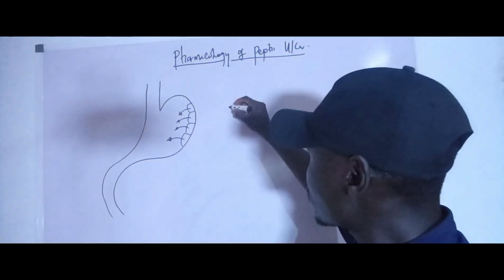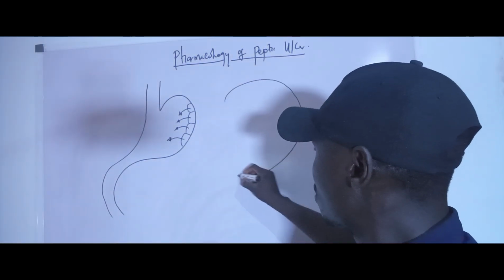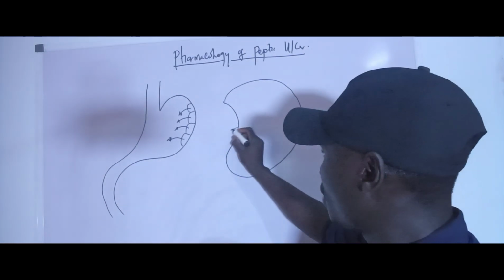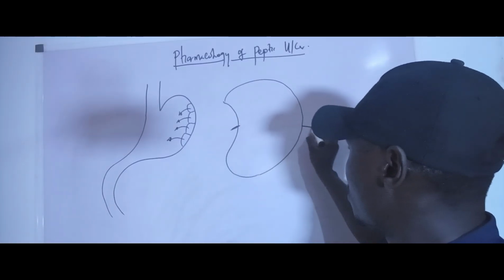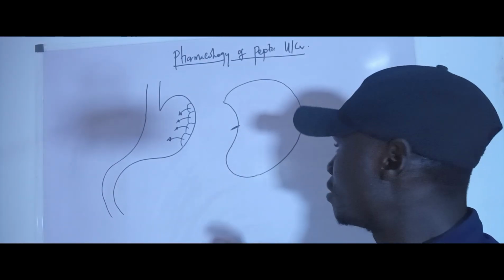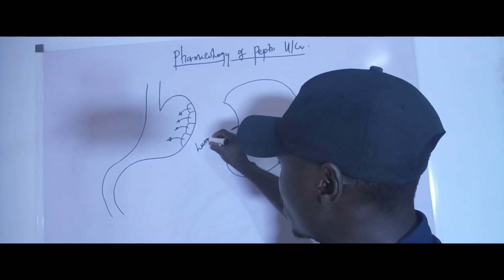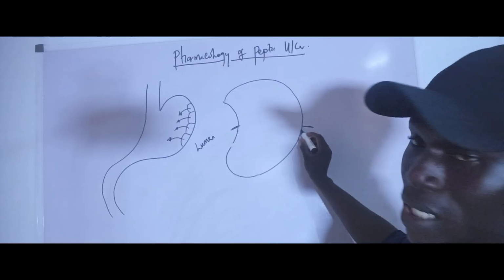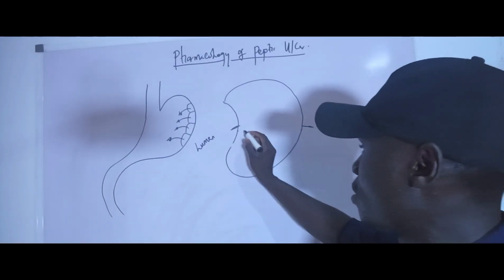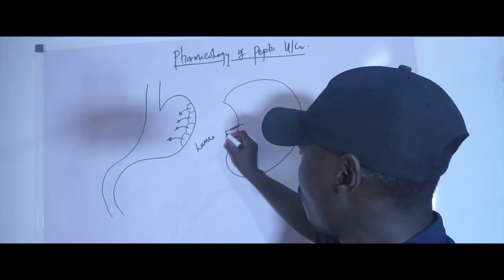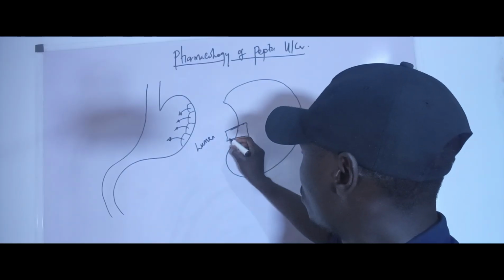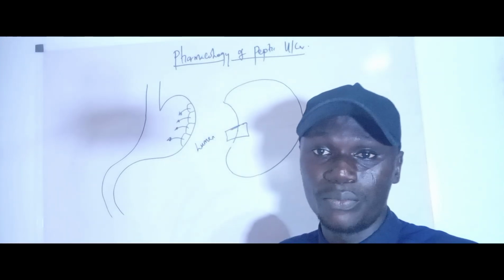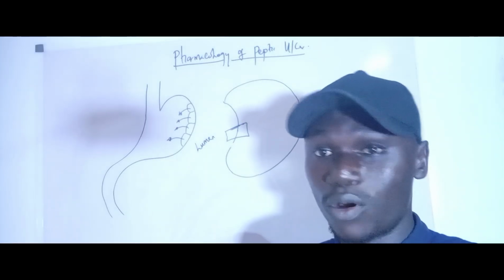So imagine now that this is a parietal cell. Take note that this is the luminal part of the parietal cell, and this is the basolateral part. Here is the lumen. Why am I stressing this? Because on the luminal part of the cell, we have a pump that is called the hydrogen potassium ATPase pump, for short, the proton pump.